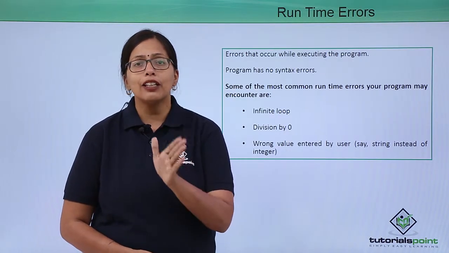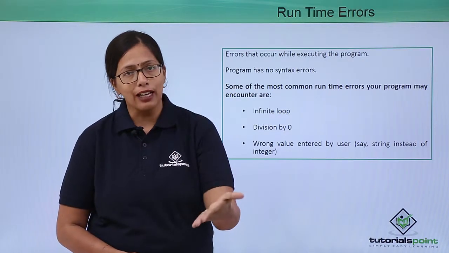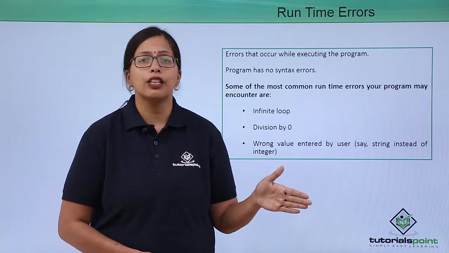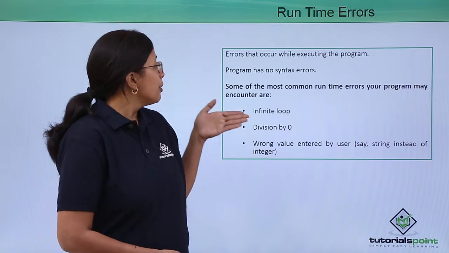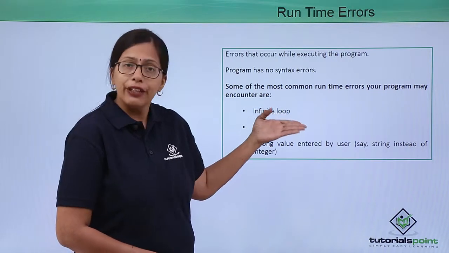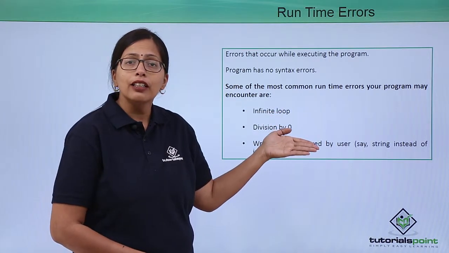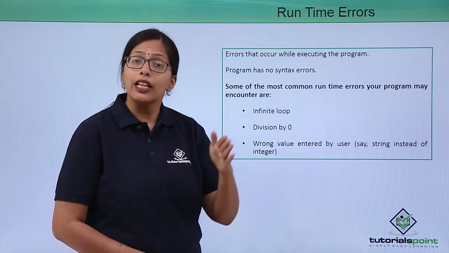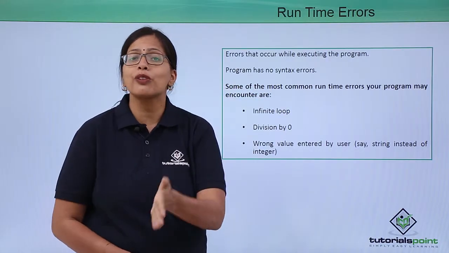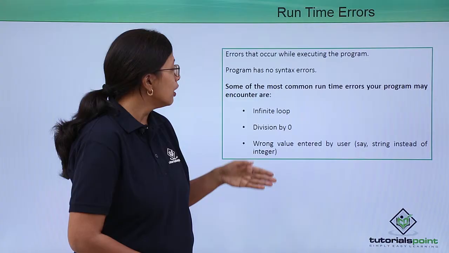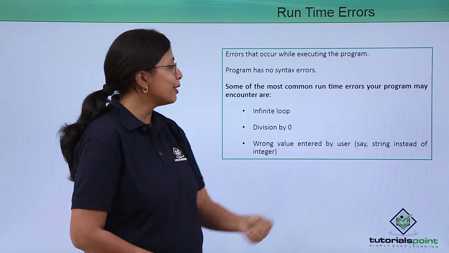You will get error in the way that it might hang, or it might say that the program cannot be executed. Why does this happen? Because it might have gone into an infinite loop. It might have done division by 0, or rather it is not done by mistake. Due to your programming error, the division by 0 scenario has occurred, or a wrong value has been entered by the user.